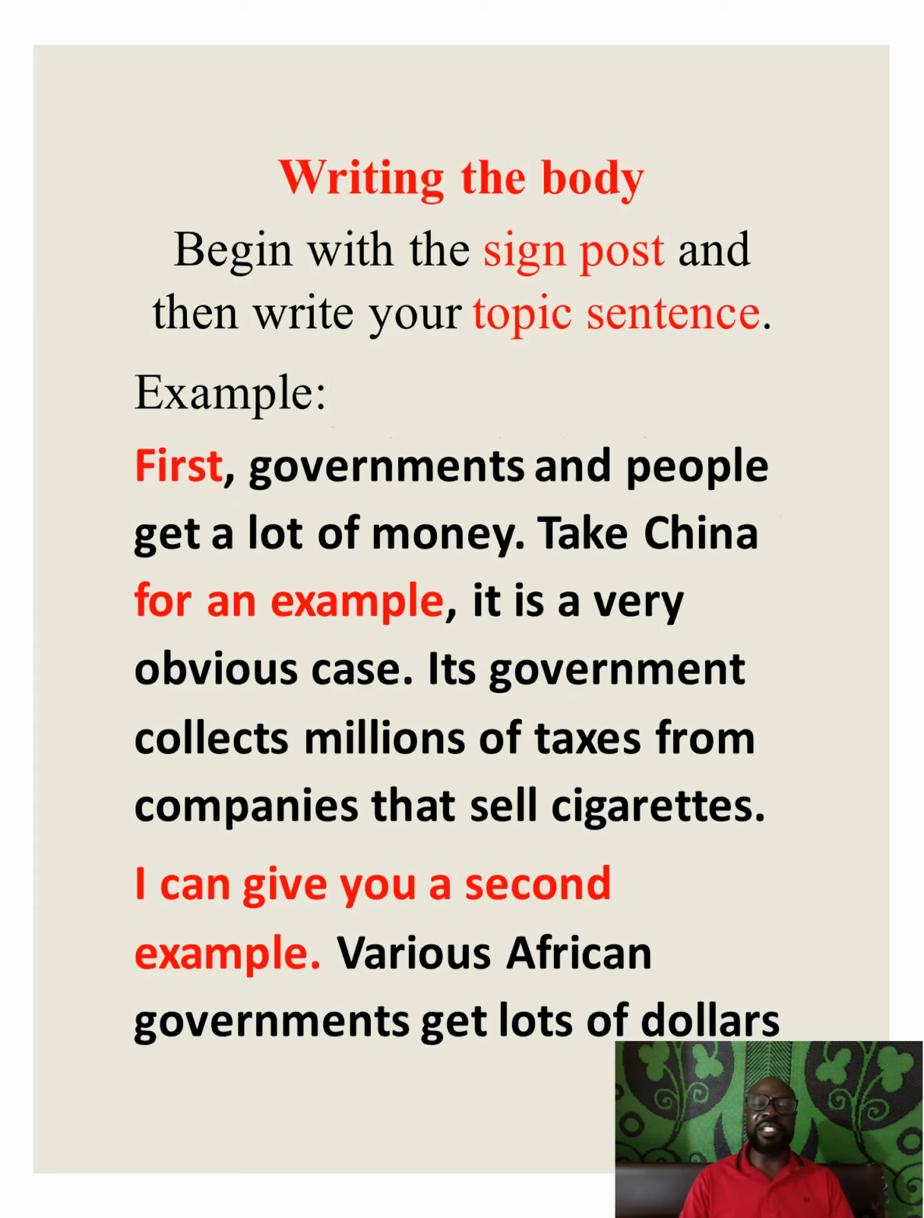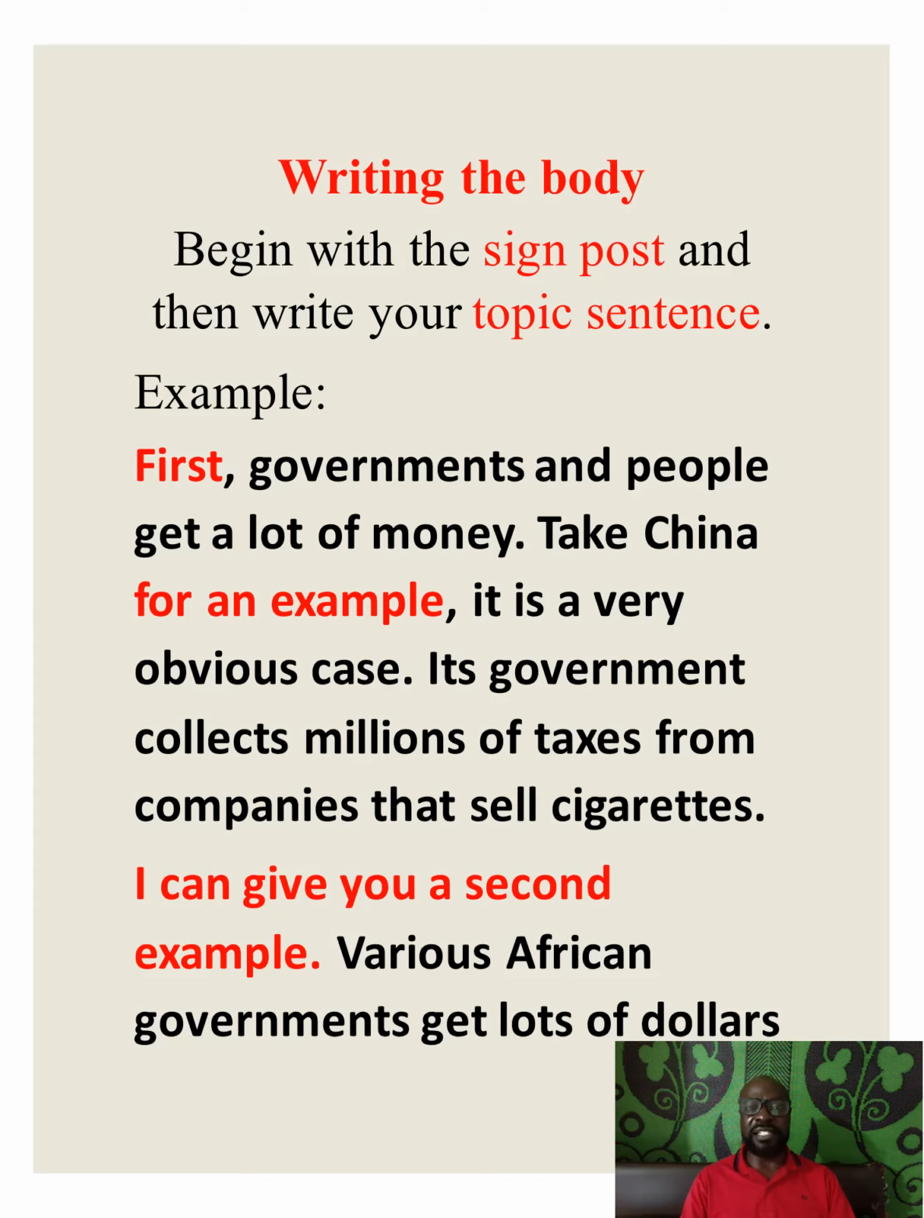And what is the topic sentence? Governments and people get a lot of money. As you can see, I have talked about the government, but I have not said anything about the people. And it is here in the topic sentence. So when you are designing the topic sentence, it is better to put two ideas. One, you support one, and then you go to the other. You write the words in addition, and then you support the other point. But you should have put it in the topic sentence.